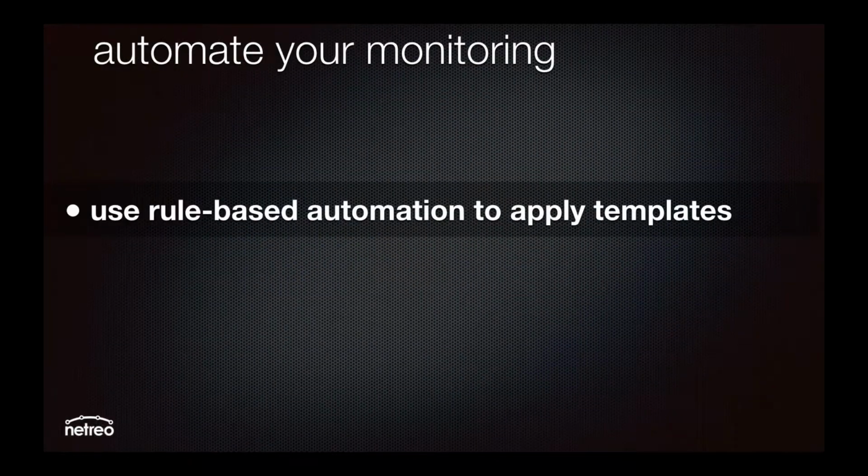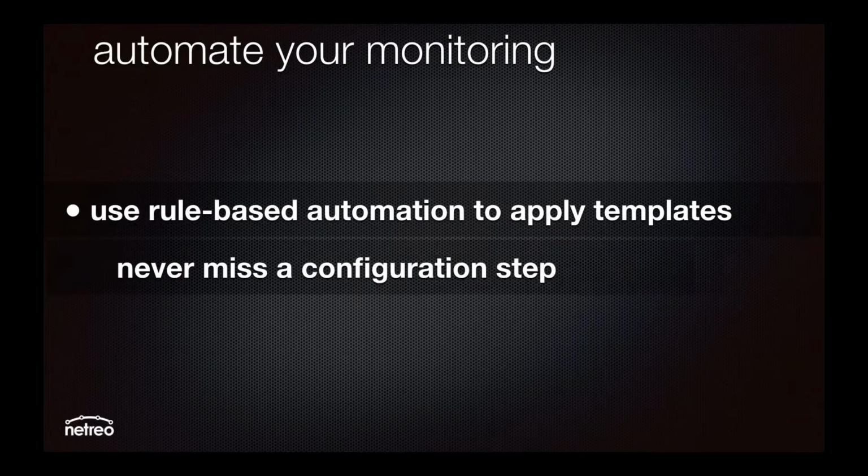OmniCenter's rule-based automation allows you to push automatically discovered devices into those categories, strategic groups, and sites, and apply all the required templates based on any criteria, including things like device name, location, running processes or services, anything like that. So that means we never miss a configuration step. There's no manual intervention required.